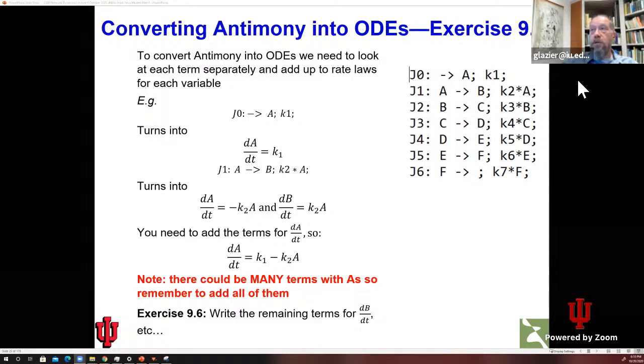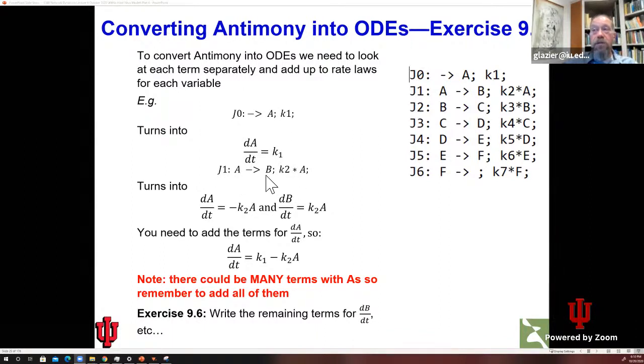And what I want you to do is look at this set of antimony code that I've written here on the right. Nothing goes to A, rate K1, A goes to B, rate K2 times A, and so on. And let's just do one term of it. The first term, J0, nothing goes to A. Nothing goes to A is equivalent to dA by dt equals, A is on the right, so the sign is positive. So this line here is just equivalent to writing dA by dt equals K1.